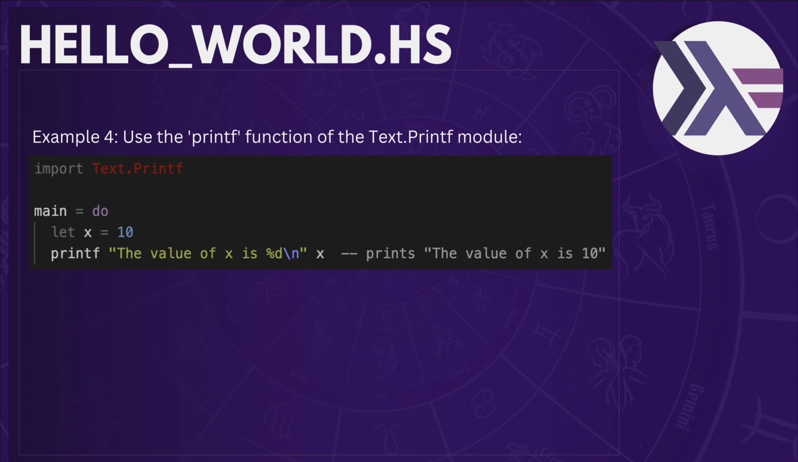In this case, we call the printf function, which takes a format string and a list of values to be formatted and printed. The format string "The value of x is %d\n" specifies that a decimal integer value should be printed after the string "The value of x is". The value of x is passed as an argument to printf, so it will be formatted and printed in place of the %d placeholder in the format string.